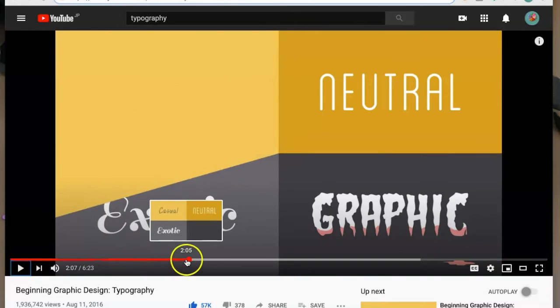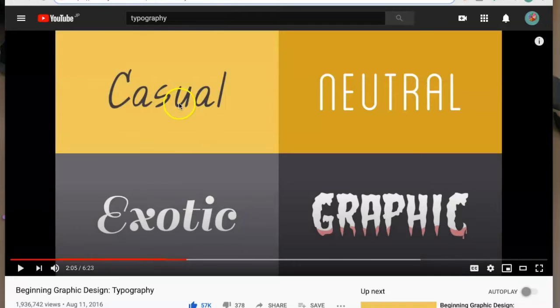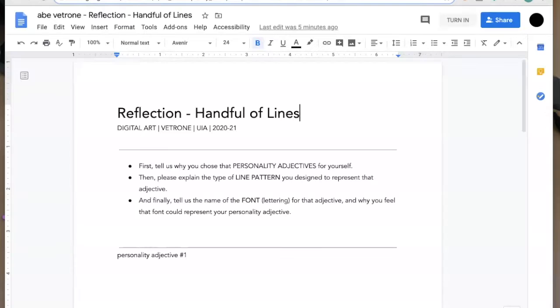Okay, so all these different kinds of fonts. Like I was saying, there are thin ones. These are rounded, these are fancier, and these are bumpy. You use different fonts for different reasons. So I want you to tell us the name of the font, which you can find right up here, and then why you feel that font could represent your personality adjective.